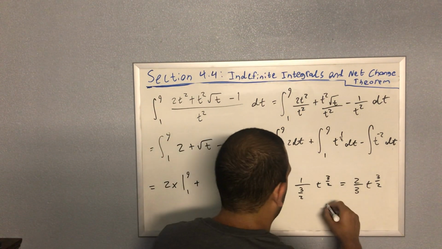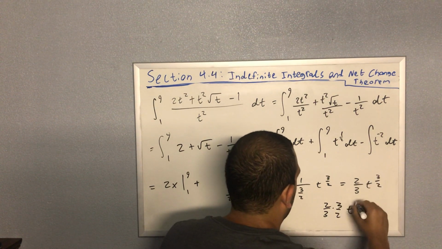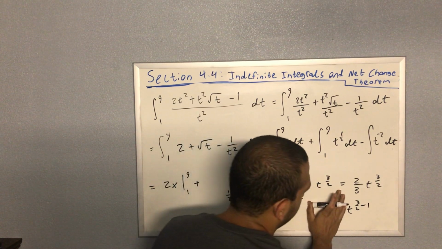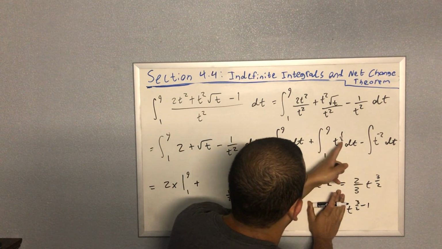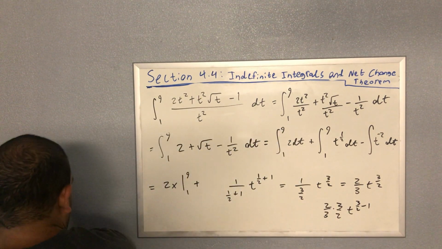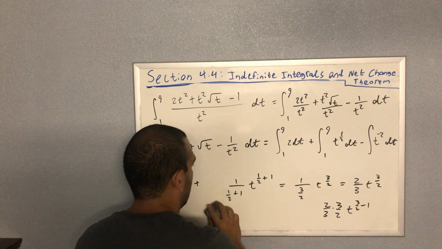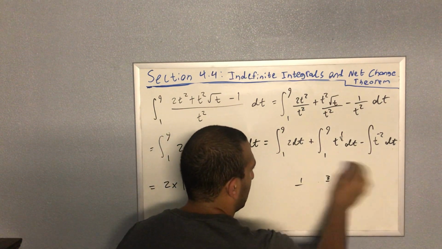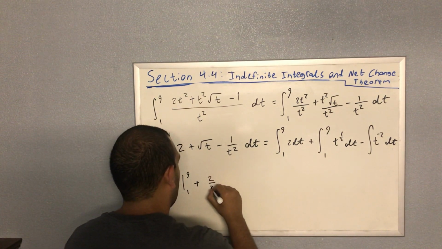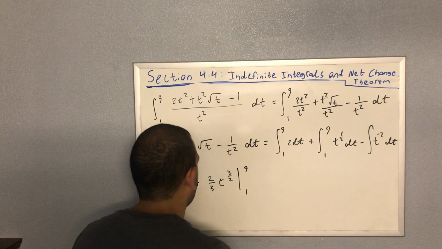Because if you take the derivative, you get 2/3 times 3/2, bringing the power down. And then you get 3/2 minus 1. This cancels to just 1. And 3/2 minus 1 is that. So perfect. Okay. So we have this. So 2/3 t to the 3/2. That is evaluated from 1 to 9.